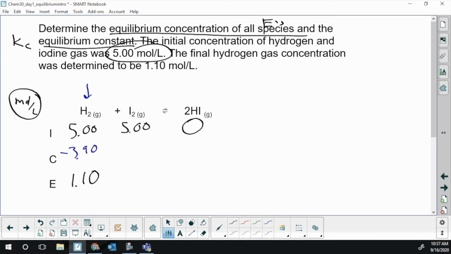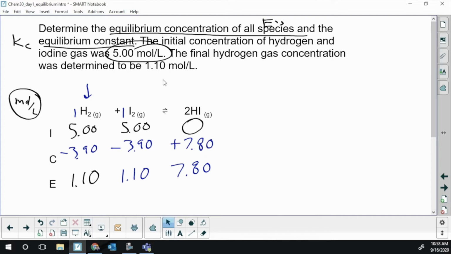Now I've got to do all my C's. This is where I do the stoichiometry. One hydrogen gas needs to use up one iodine gas. They react in equal proportions. So this is going to be down 3.90 also. Stoichiometric coefficients are the same. Their change will be the same. Okay. This is double the hydrogen. So this will have double the change, but it's going up. So that's going to be 7.80 moles per liter made. So we end up with 7.80 and 1.10.